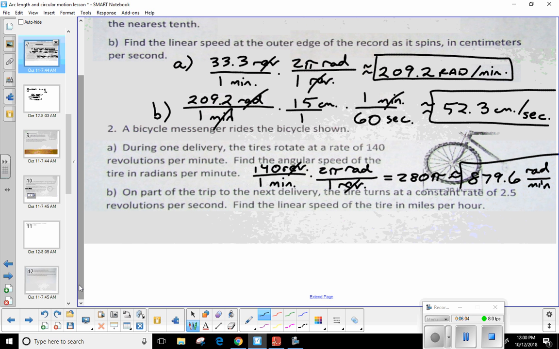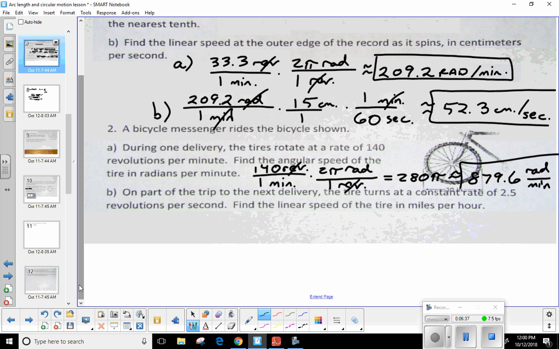Okay, so I've already got 2 up here, so let's walk through how 2a was created, and then we'll talk through b together. So the problem was we got a bike messenger riding his bike as shown with a 30-inch diameter. It says during one delivery, the tires rotate at a rate of 140 revolutions per minute. That's how you always want to start these problems. Even if they don't ask you for angular velocity, you always want to go ahead and find it because you can't find linear without having the angular first.